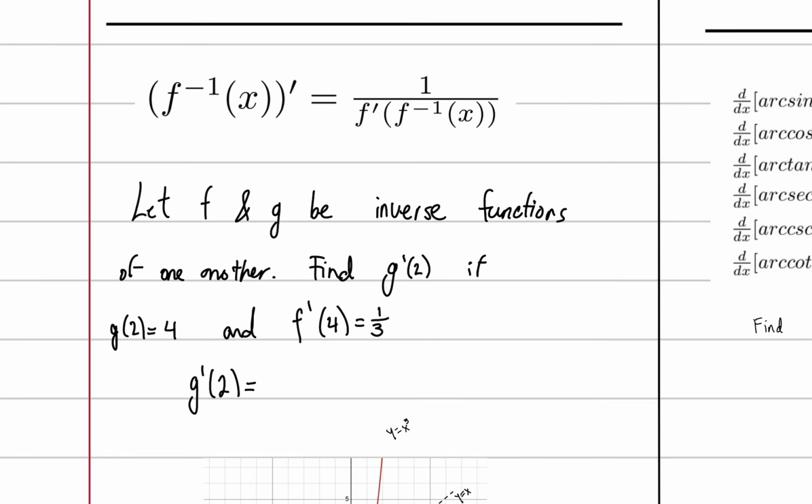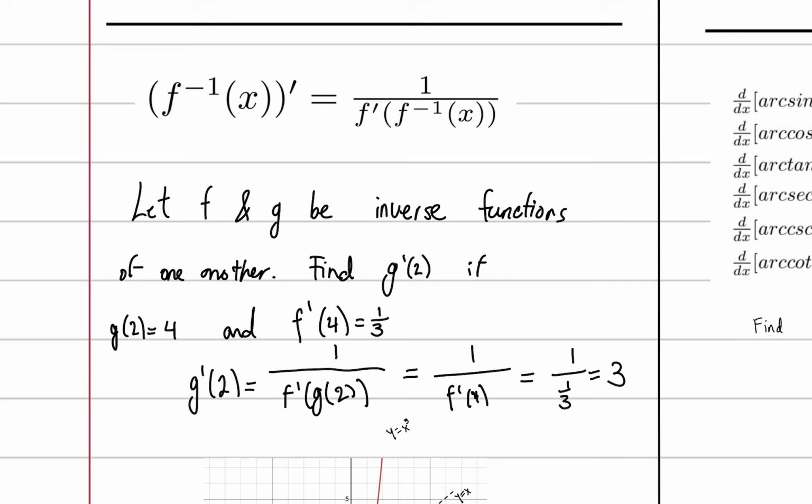Let f and g be inverse functions of one another. Find g prime of 2 if g of 2 is 4 and f prime of 4 is 1/3. Okay, well, how do we find that? Well, g prime of 2, we know f and g are inverse functions, so let's try writing 1 over f prime of f inverse, which is g, by the way, of what is our x? Well, our x is 2. That's 1 over f prime of g of 2, which we said is 4. Oh, we have f prime of 4. So it's 3.